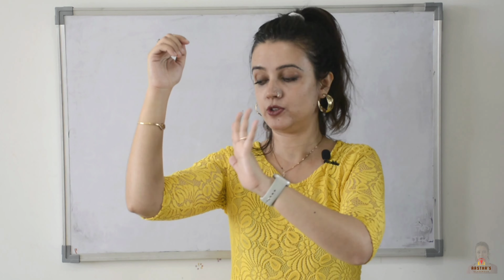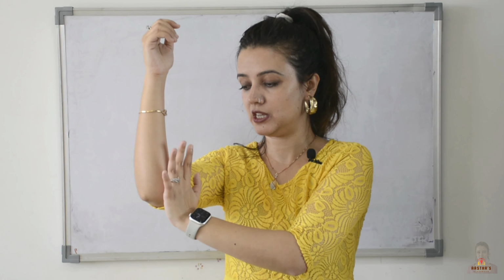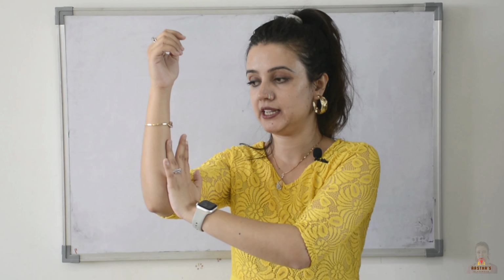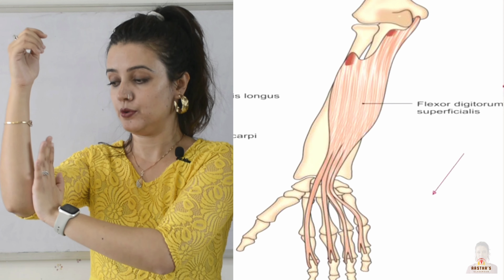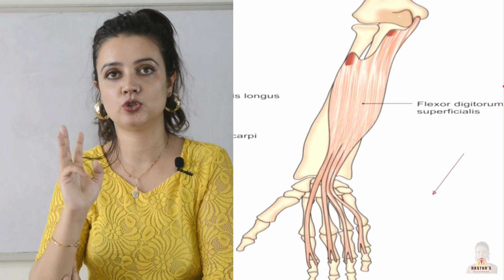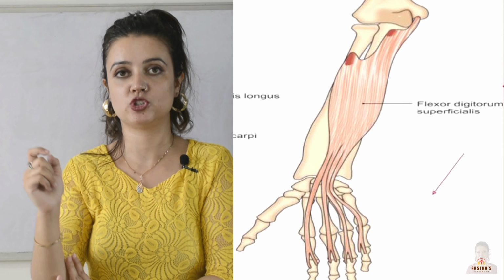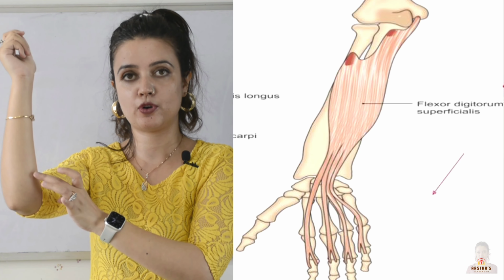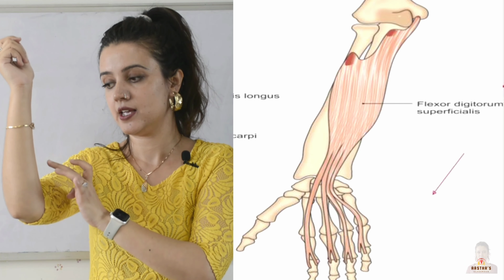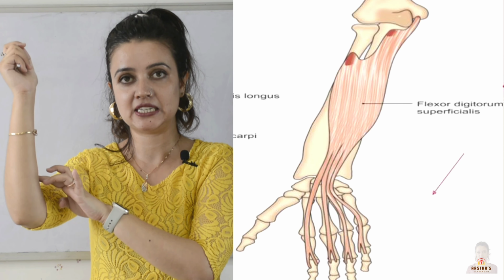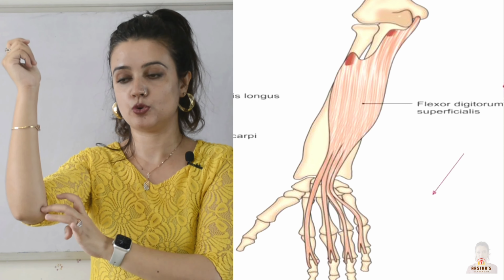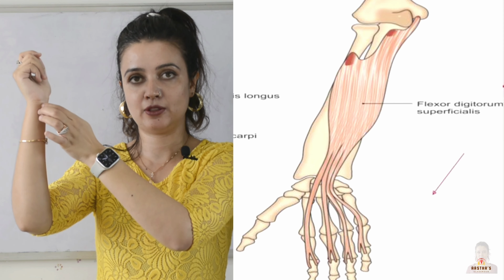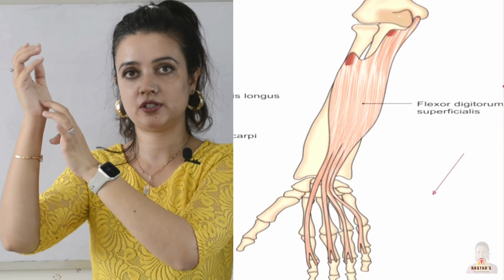Now the fourth muscle of the anterior forearm is the flexor digitorum superficialis. It is represented by the ring finger, originates from the medial epicondyle of the humerus, and it is present medially in the forearm. There are altogether 3 heads of flexor digitorum superficialis, one coming from the medial epicondyle of the humerus, another from the coronoid process of the ulna, and one more from the anterior border of the radius. All 3 of them form a tendon which runs medially in the forearm and crosses the wrist joint.